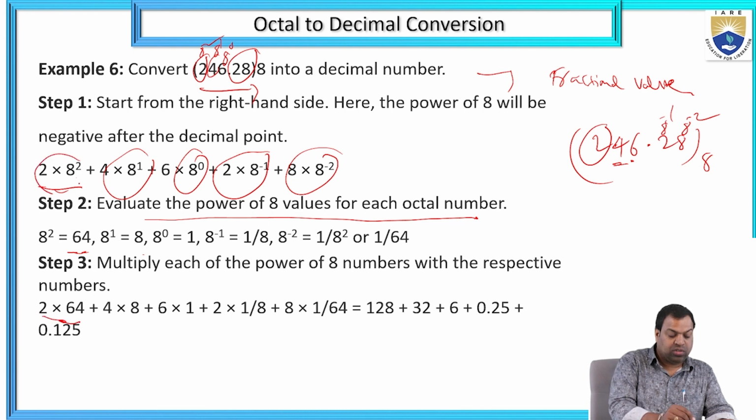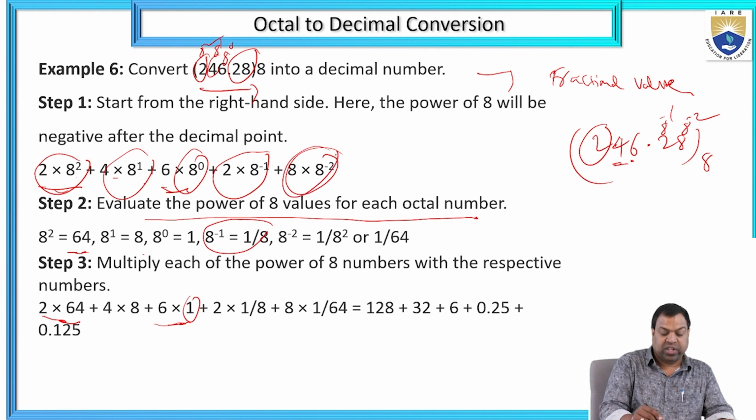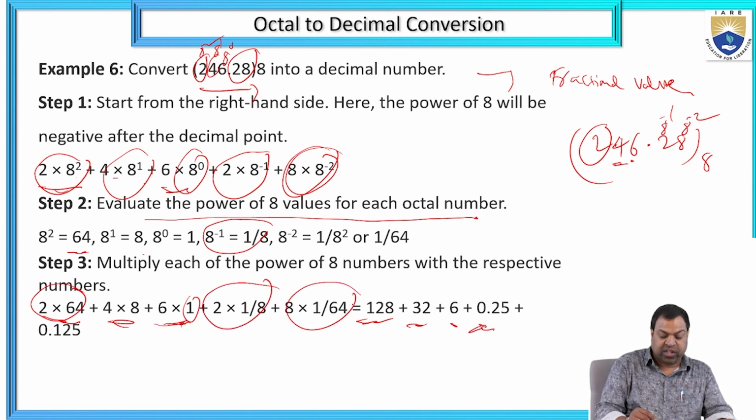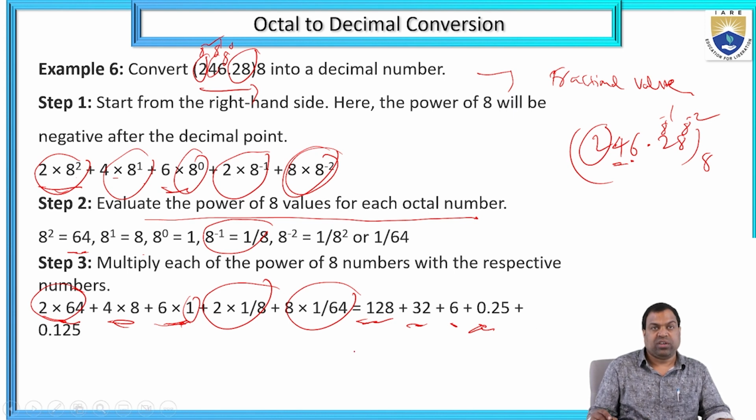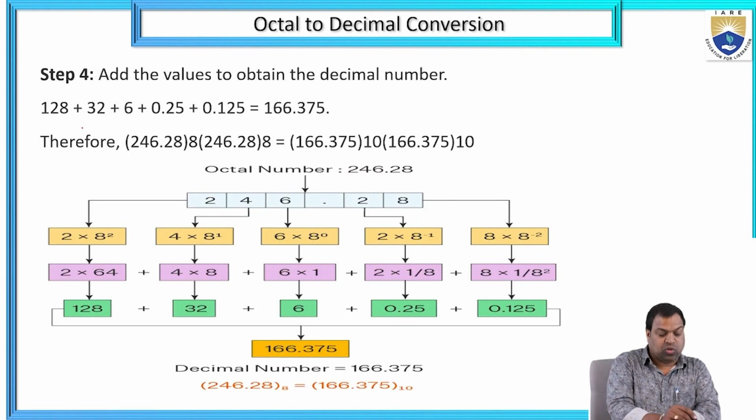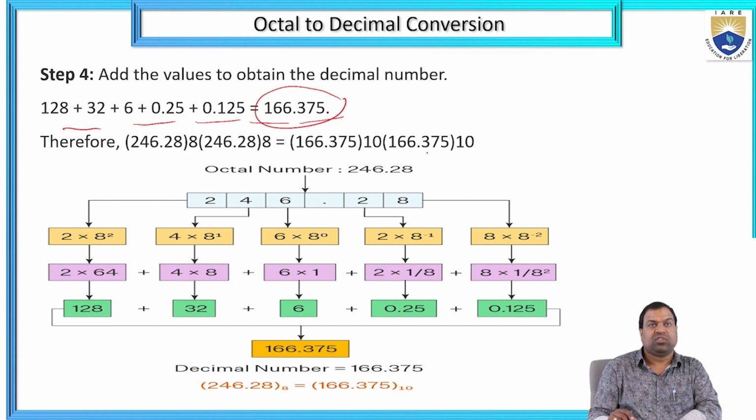2 into 64 plus 4 into 8 plus 6 into 8 power 0, which means 1, and here 8 power minus 1 means 1 by 8. So 2 into 1 by 8 plus 8 into 8 power minus 2, which means 8 into 1 by 64. So 2 into 64 is 128, 4 into 8 is 32, 6 into 1 is 6, plus 2 into 1 by 8 is 0.25, 8 into 1 by 64 is 0.125. So finally we are getting 128 plus 32 plus 6 plus 0.25 plus 0.125, 166.375.